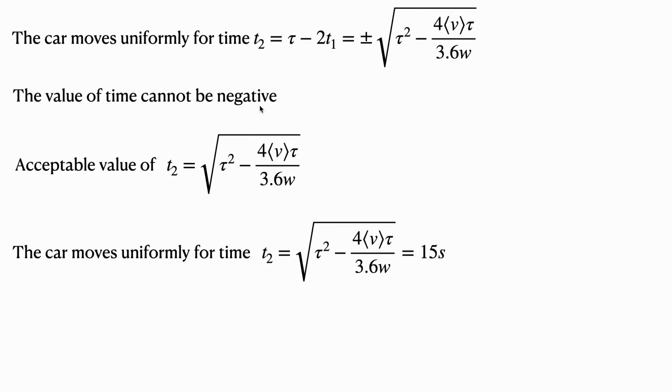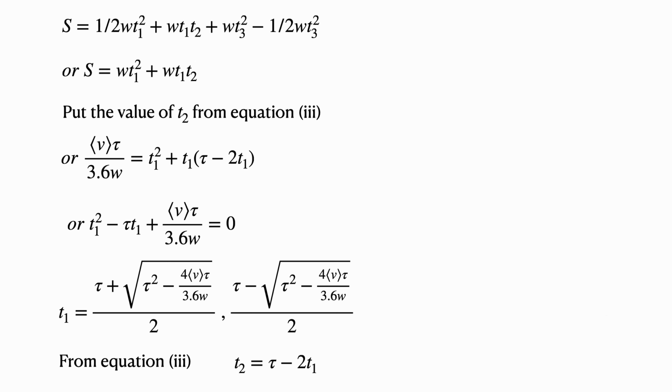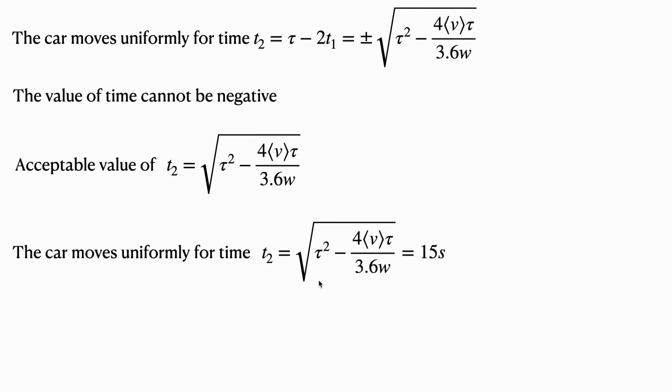The value of time cannot be negative, so the only acceptable value is the plus square root of tau square minus 4 v average tau divided by 3.6 w. So we can evaluate the value of t2 by putting in the values of tau, v average and w in this equation. We have tau equals 25 seconds, v average equals 72 km per hour and w equals 5 meter per second square. If we put these values in this equation, we get the value of t2 as 15 seconds.